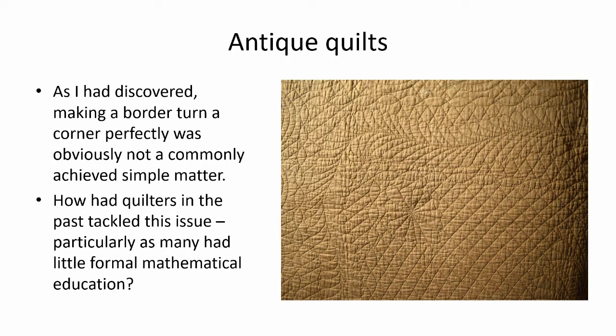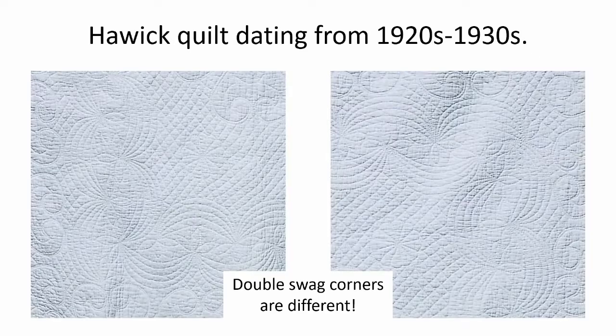So I started looking at other quilts in my collection. The one that had first triggered my interest was this one, a white quilt from the Scottish borders town of Hawick, which dates from the 1920s, 1930s. And the quilter had chosen to design a double swag inner border. Now at first glance it looks really well fitted, but when you look more closely you discover that all four corners have been placed slightly differently.